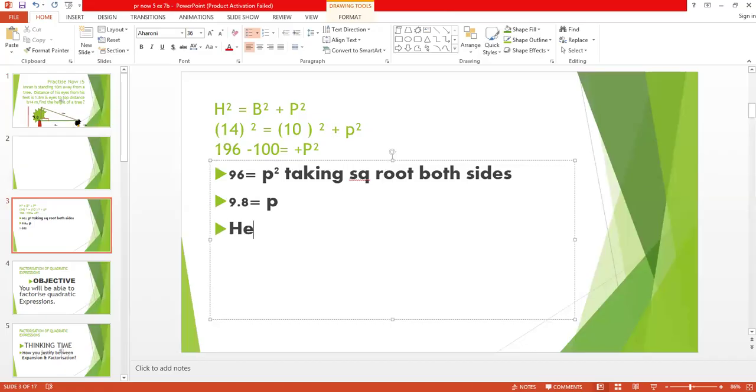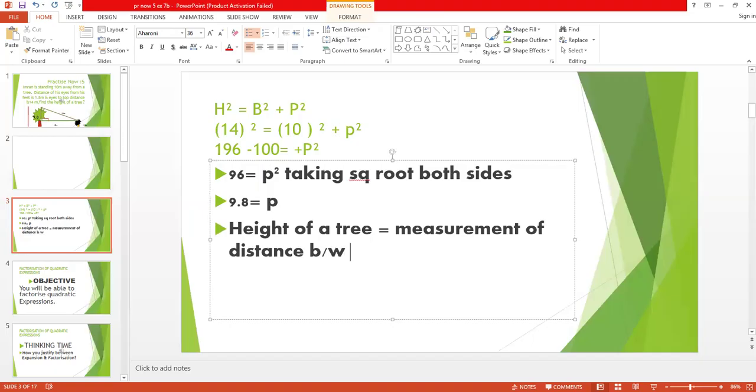So we have to write it here. Height of a tree. We want to find the height of a tree, and that one is equal to measurement of distance between his eyes and top of tree, plus the distance between his eyes and his feet. I use M for measurement.